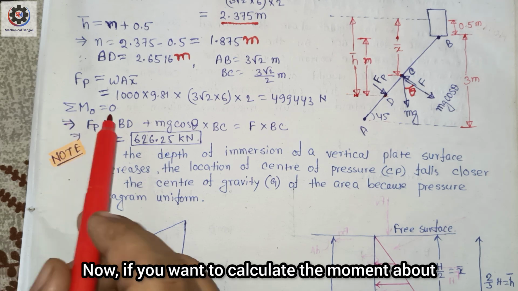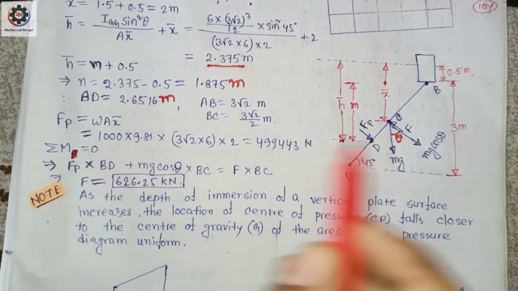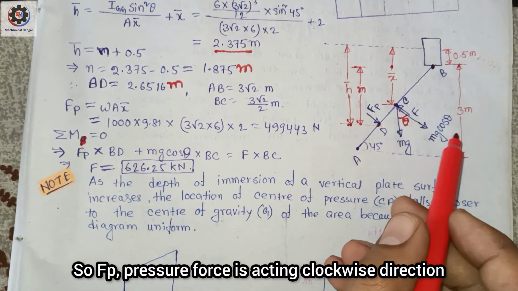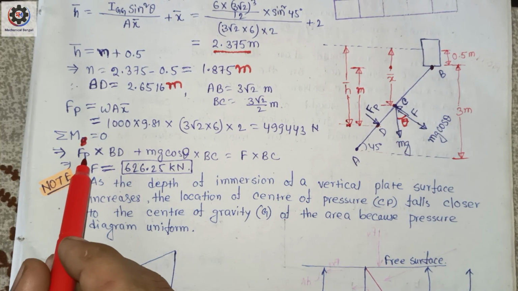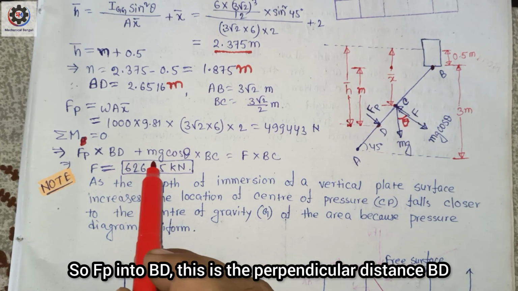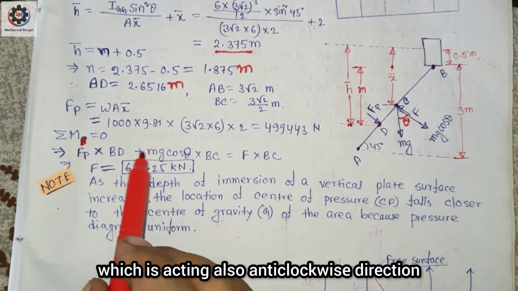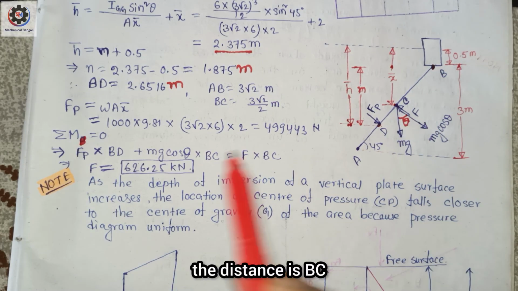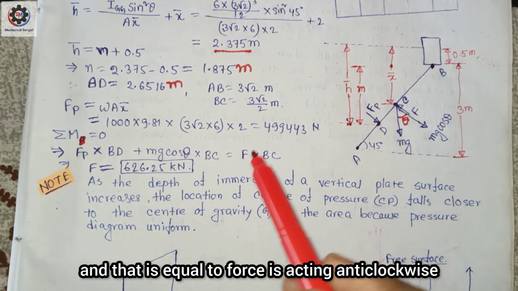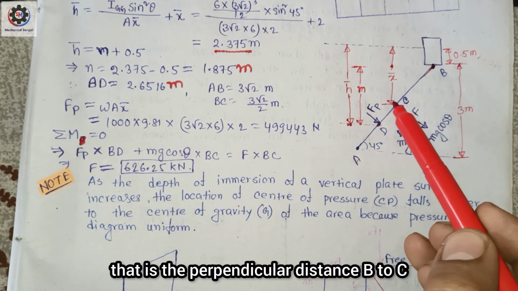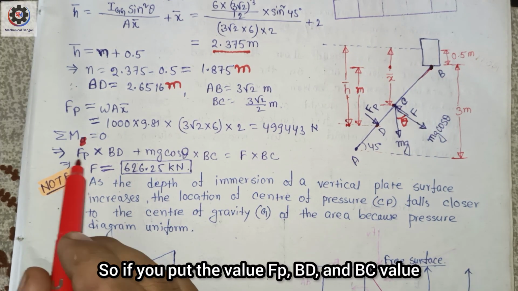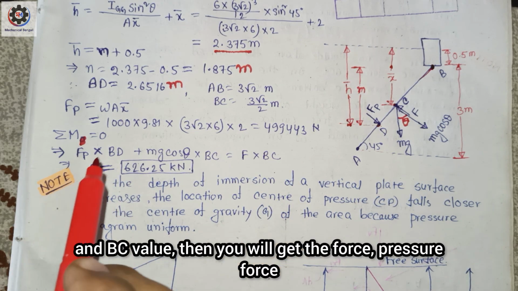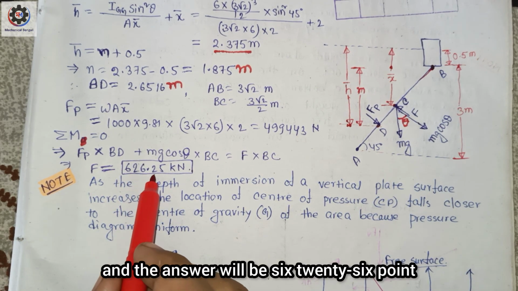Now if you want to calculate the moment about B, here this is B. The pressure force FP is acting clockwise direction, so sorry, anti-clockwise, so that's why positive. So FP into BD, this is the perpendicular distance BD, plus mg cos theta, which is also acting anti-clockwise, that's why plus mg cos theta into, what is the distance? For mg, here to here the distance is BC, that is the perpendicular distance B to C. So if you put the values of FP, BD, mg and BC, then you will get the answer, which will be 626.25 kilonewton.